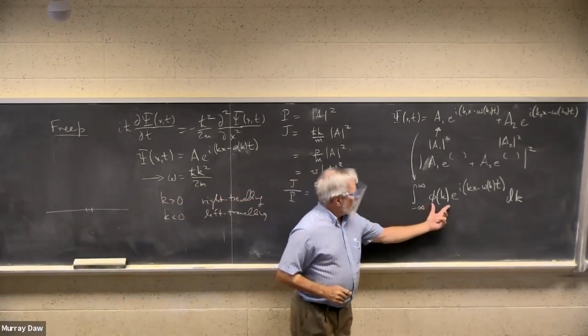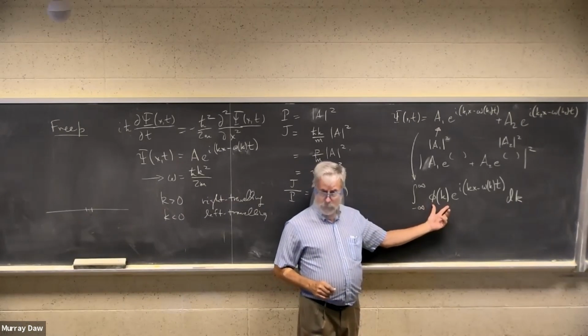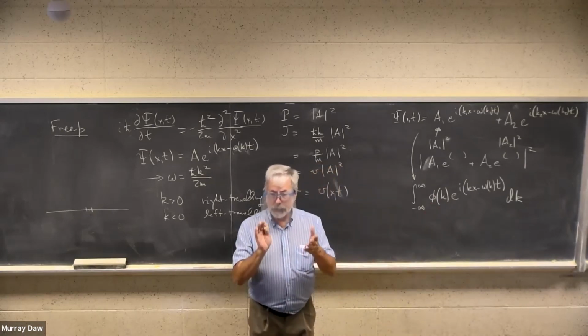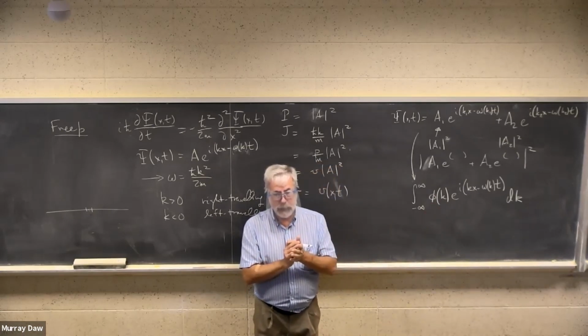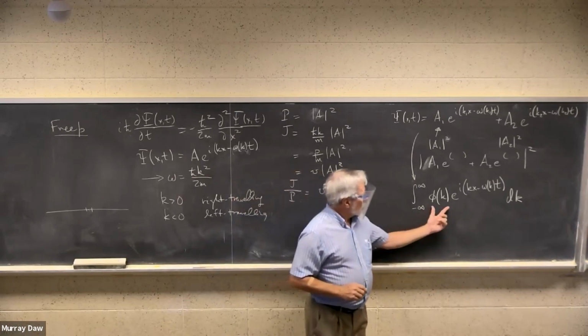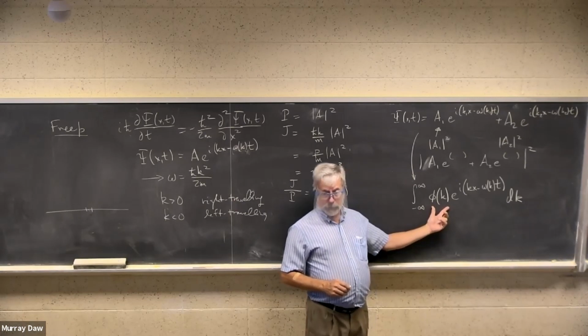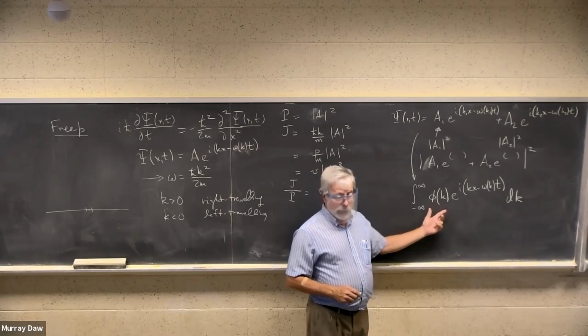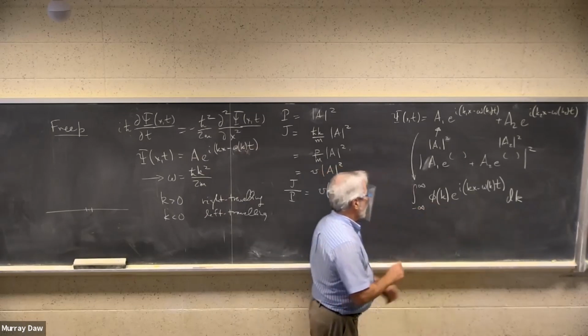So phi of k here is the strength of each component in the superposition. And phi of k squared will be the probability of just that piece by itself, if there were only that piece, but there's a superposition. So this is a complex function. So the magnitude and the phase are important in the superposition.